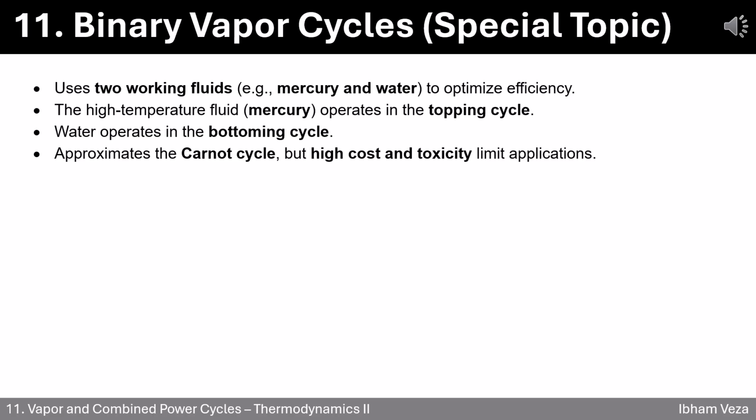After that, the remaining heat is passed on to water, which runs in the bottoming cycle to capture the lower temperature energy. This setup gets closer to the Carnot cycle's ideal efficiency, but there's a catch. Using fluids like mercury comes with high costs and serious safety concerns due to toxicity, which limits its use in modern applications. Binary cycles show how combining different fluids can improve performance, but they also remind us that practical considerations like safety and cost always matter.